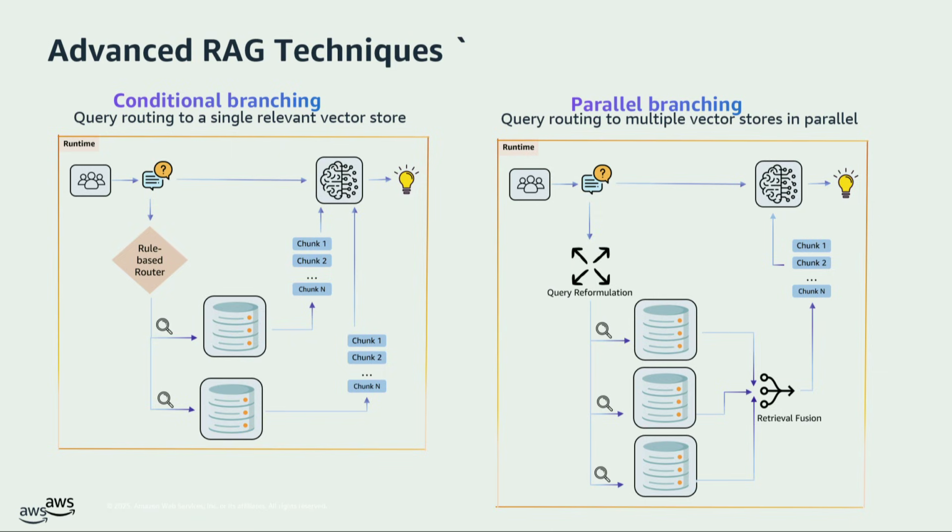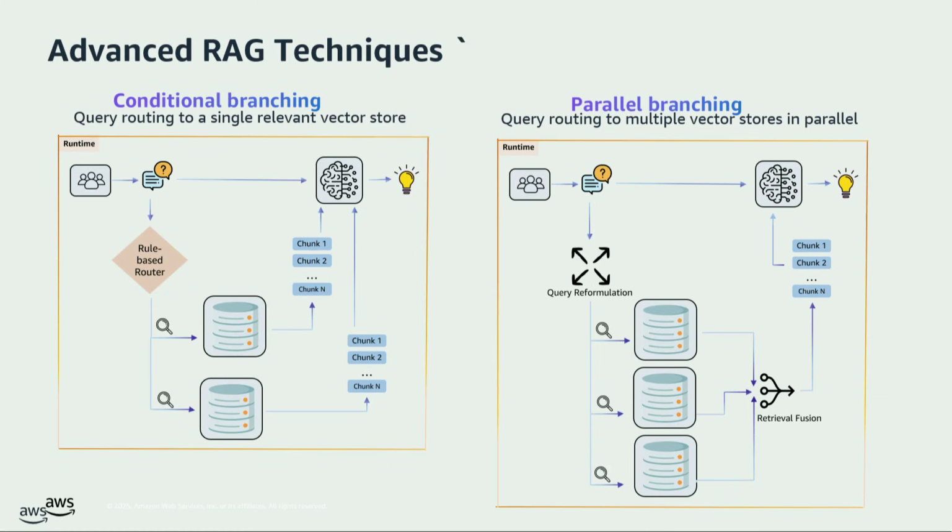So conditional branching: as you start putting together more generic or more complex generative AI applications, you are not restricted to data within just one vector store. You will have applications where you have multiple vector stores that you need to query. In those cases, your generative AI application, or it could be an agent, needs to make a decision: which vector store do I need to query from? And that is where conditional branching comes into the picture.